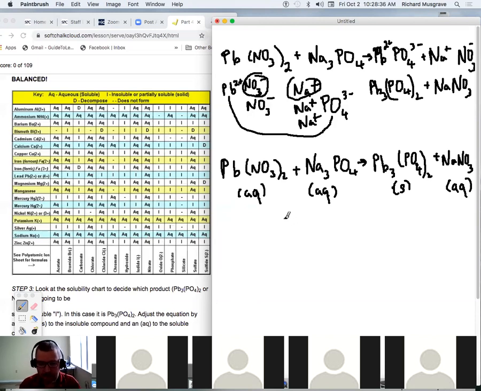That's not quite balanced. Let's balance it. Let's see how we might do that. We've got Pb, we've got 3 over here, we've got 1 over here. So I'm going to put a 3 in front of the Pb on this side. But that gives me 6 NO3s, so I need to put a 6 in front of the NaNO3 over here. And I still have 2 phosphates on this side, so I put a 2 in front of the Na3PO4. You'll notice that gives me 6 Nas, which matches the 6 Nas I have over here. So that would be the complete balanced equation.